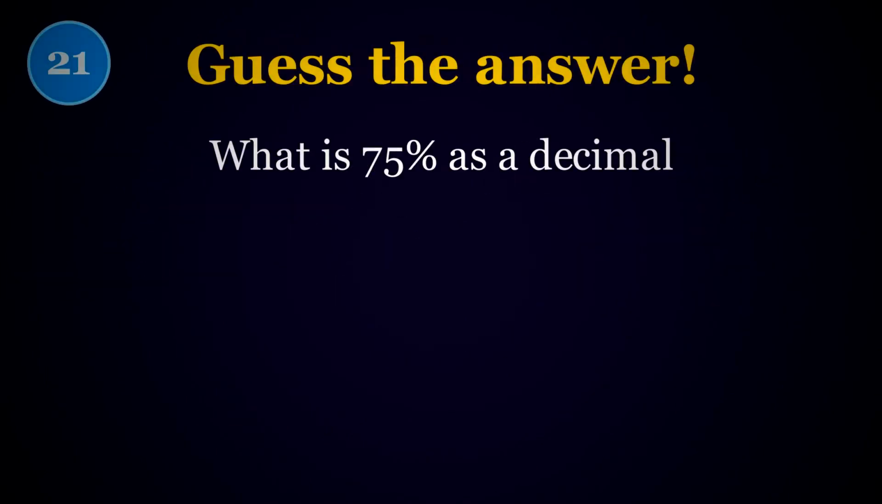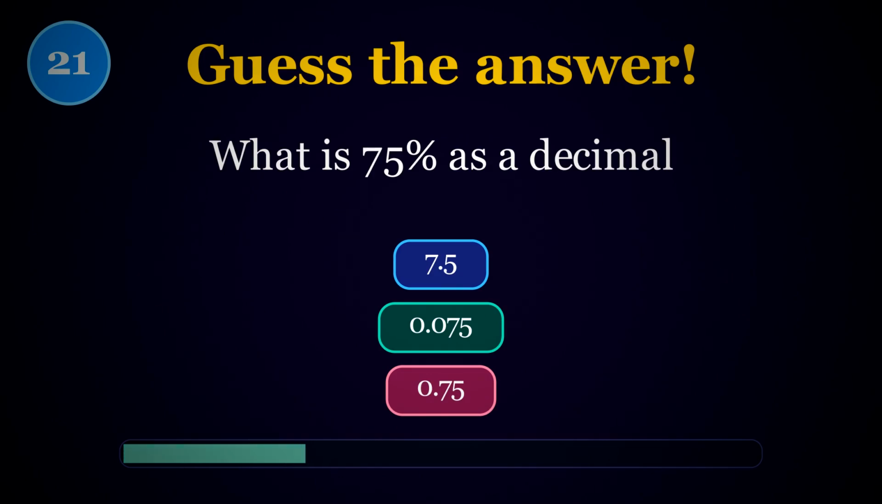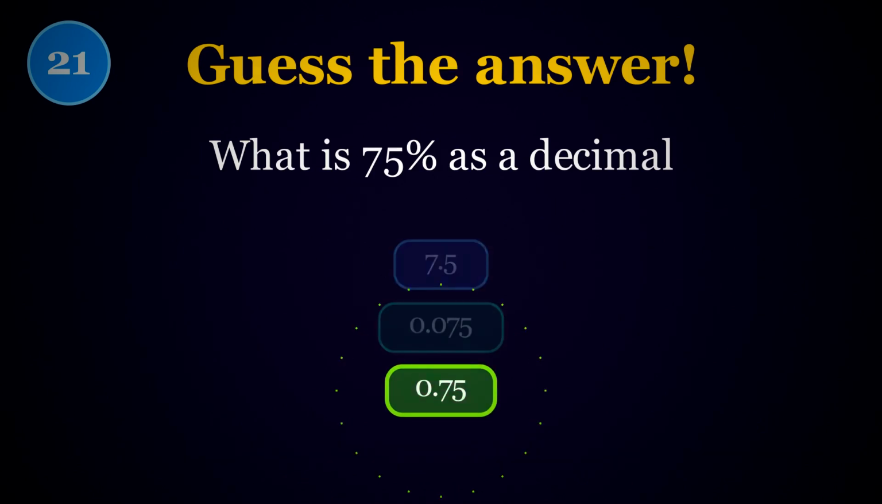What is 75% as a decimal? 7.5, 0.075, 0.75. The correct answer is 0.75.